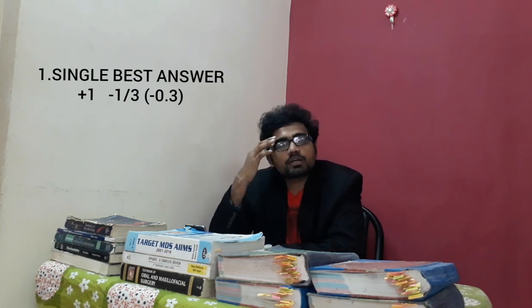Okay. So the first one is the single best answer. What does that mean? For example, if they ask you the nerve supply of a parotid gland or the blood supply of a submandibular gland, so that's straightforward. You go for a single best answer, and for every correct answer you get +1, and for every wrong answer you are going to get -1/3, which is -0.3. Okay, which is okay. You can definitely go for single best answers.